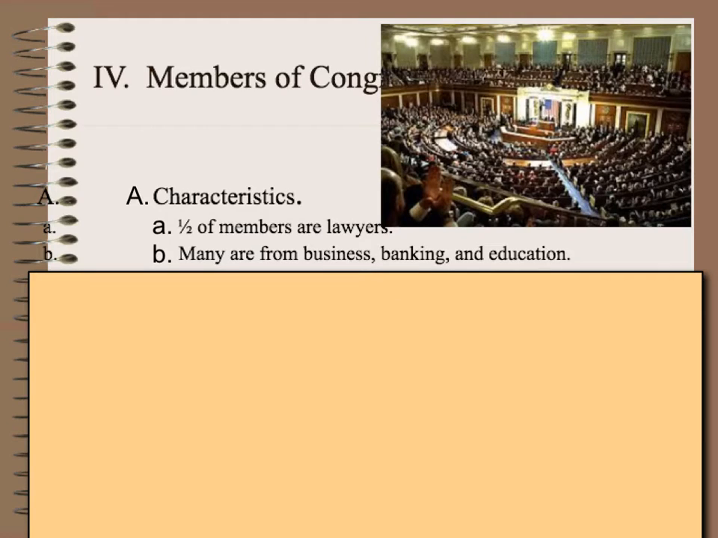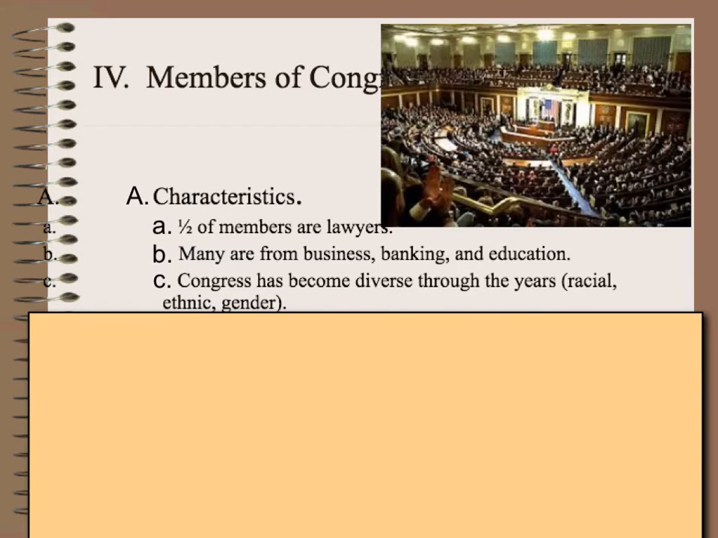Many are from businesses, banking, and education. So it makes sense. A lot of people that have run businesses, entrepreneurs, banking, those major institutions that have a lot of stake in the kinds of bills and laws that are put through Congress. Education. So sometimes you've got teachers and people that have been superintendents or city council members or whatever it is. You've got both public and private sector representation here, which is a good thing in that sense.